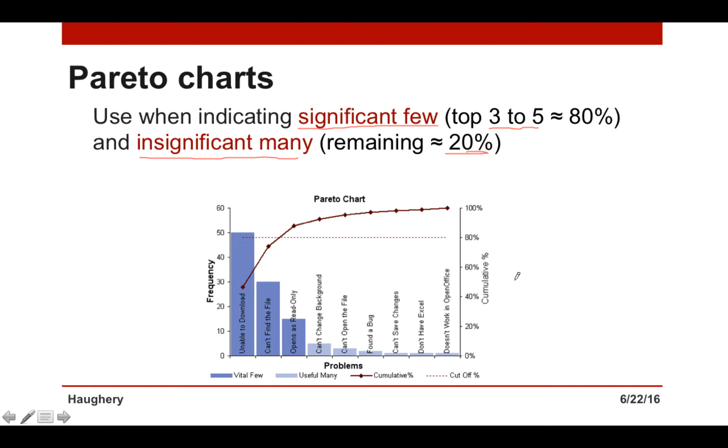So an example is a lot of times helpful. Here we have a Pareto chart of problems downloading files, and we have all different categories of problems in downloading. We see that unable to download, just broadly, was the biggest single issue, and that happened close to 50 times. Then can't find the file happened roughly 30 times, followed by opens as read-only, which happened, we'll say, 15 times. Followed by all these other ones, like didn't have Excel and doesn't work in OpenOffice, which are happening very few times, maybe 1 or 2 times each.